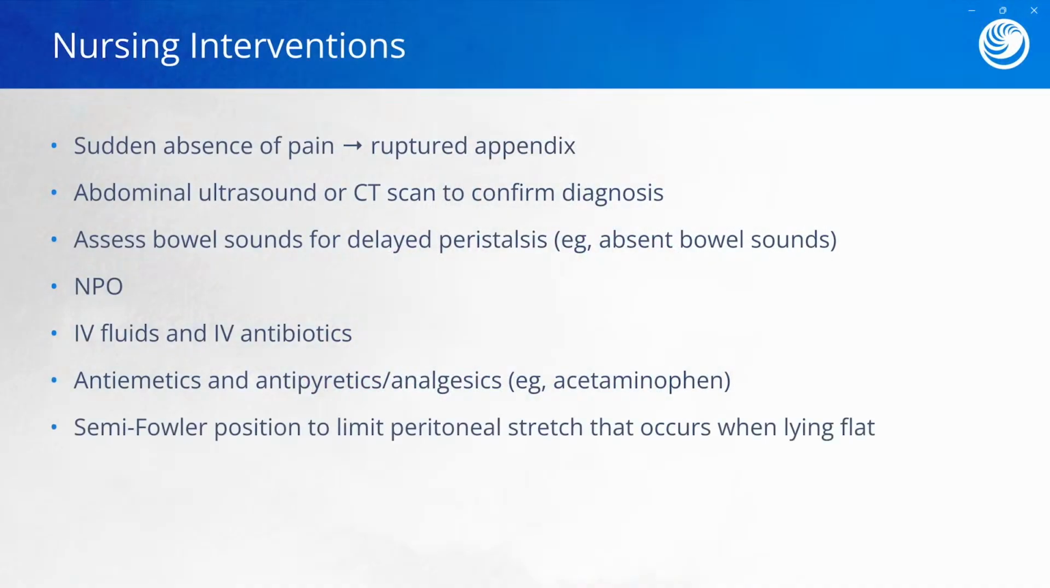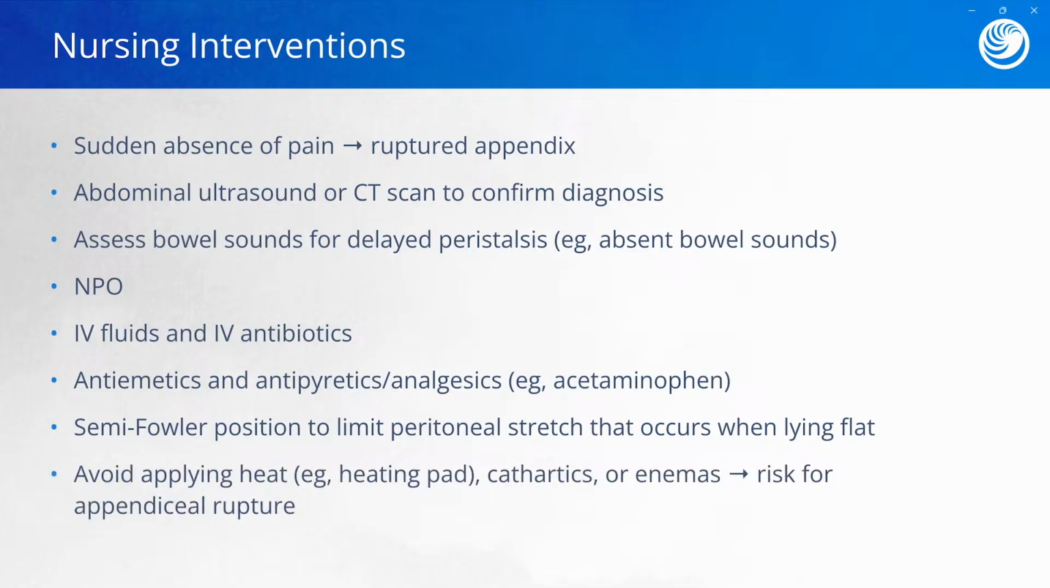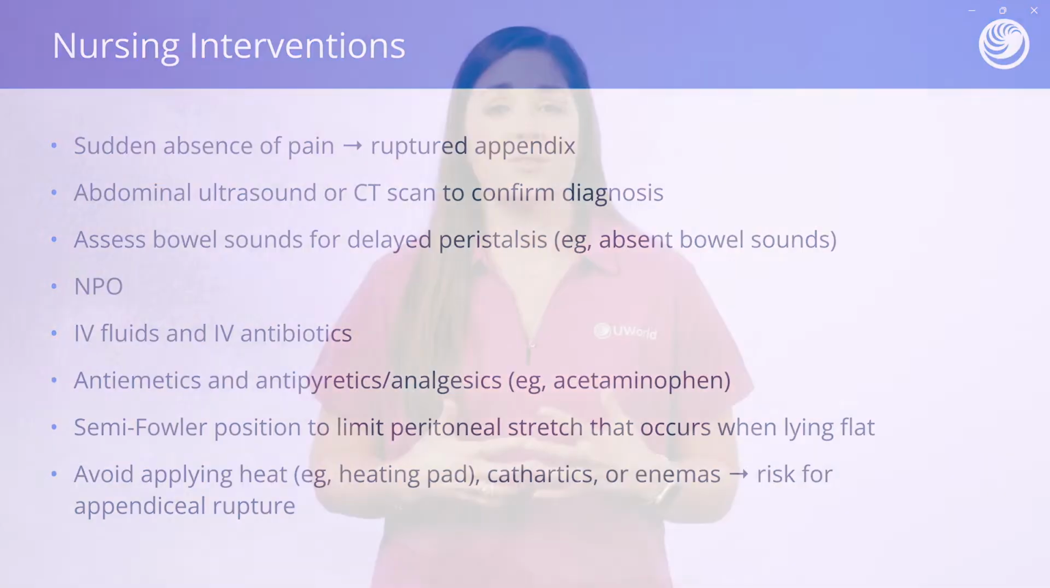Semi-Fowler positioning can be very helpful and effective to decrease pain in our clients, as this decreases the pressure around the appendix. It is extremely important that we do not apply any heating pad or heat to the abdomen to help relieve pain. This can further exacerbate the inflammation and actually potentiate a rupture of the appendix. We also do not want to give any enemas or cathartics, as this can increase the activity of the bowel and cause a perforation or rupture of the appendix. This is a very important point, so remember these three things: no enemas, no cathartics, and no heating pads.